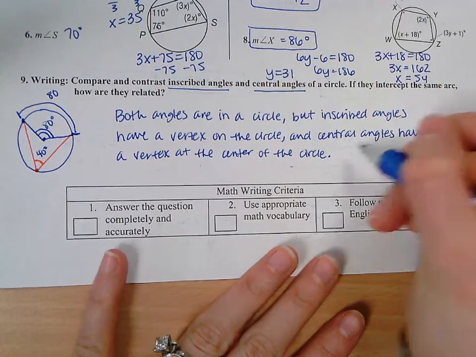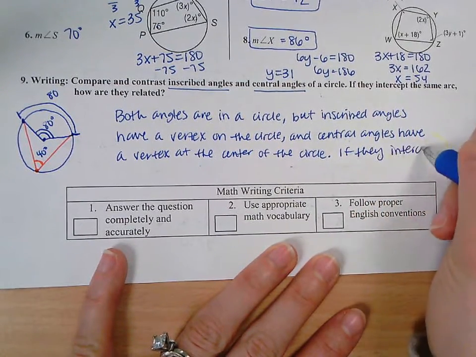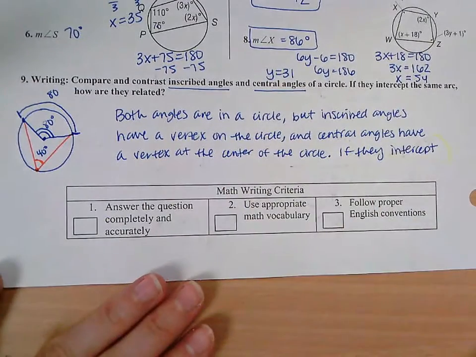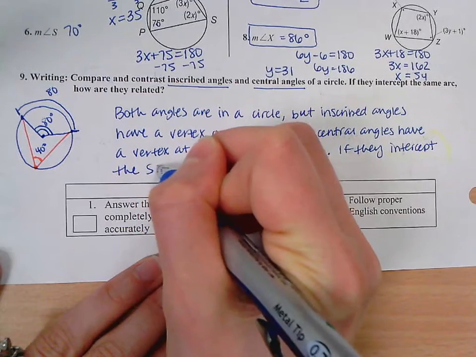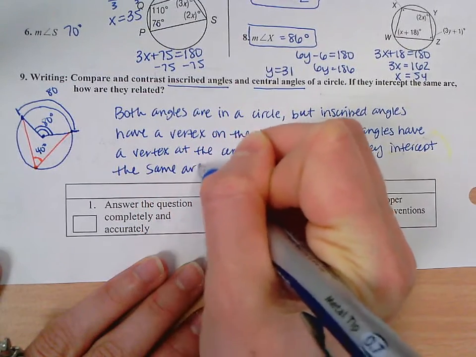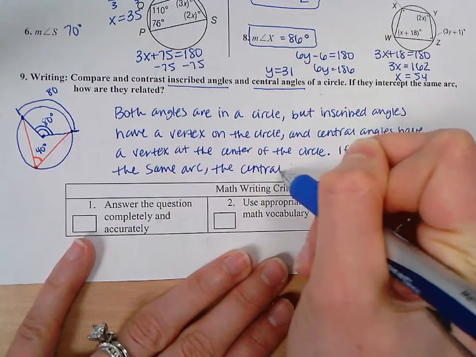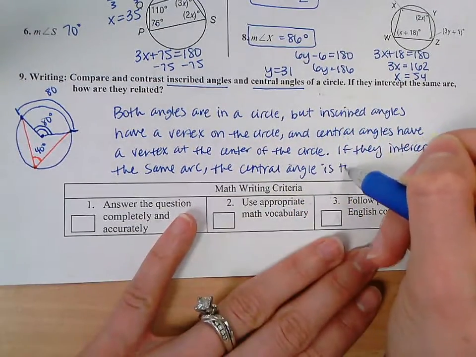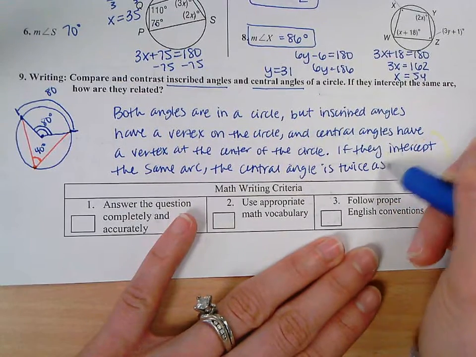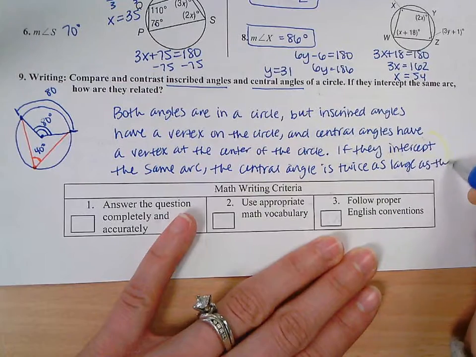So I'll say if they intercept, and this is only if they intercept the same arc. So if they intercept the same arc, the central angle is twice as large as the inscribed angle.